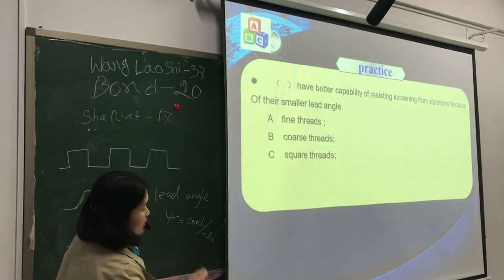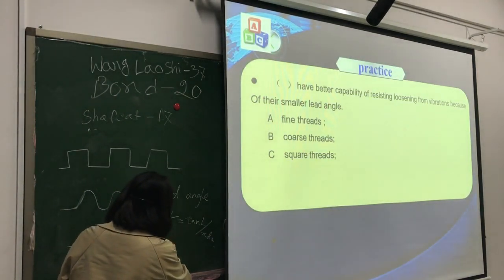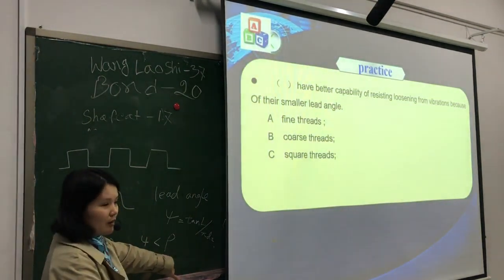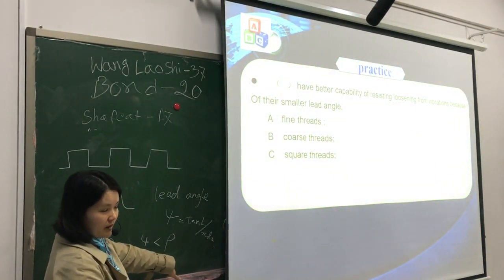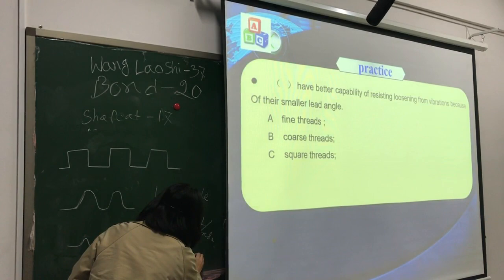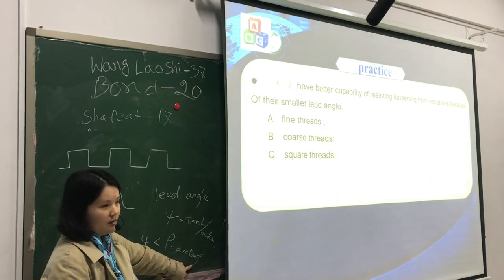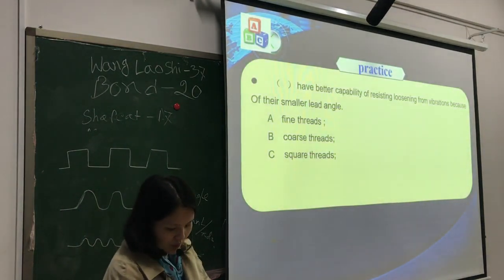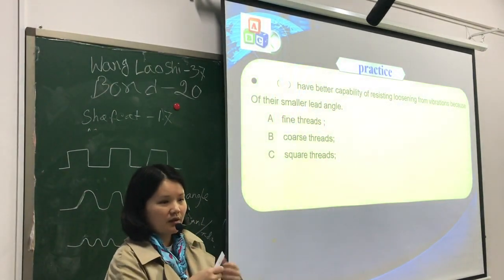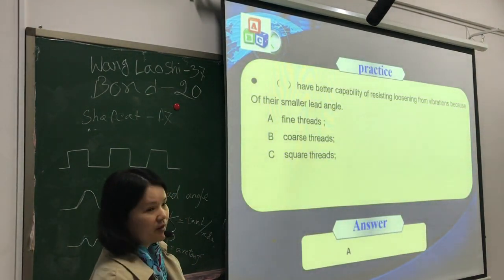And the self-locking condition is ψ less than ρ. The ρ is the equivalent friction angle. ρ is arctan f, and f is the friction coefficient. So for fine thread, the self-locking is good. So we choose A.